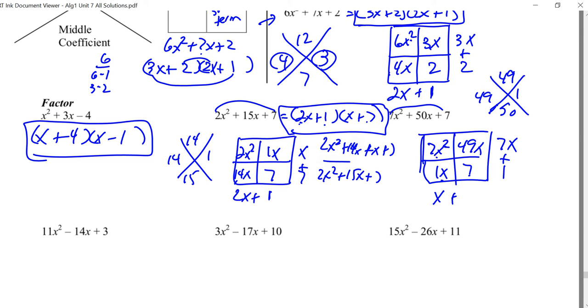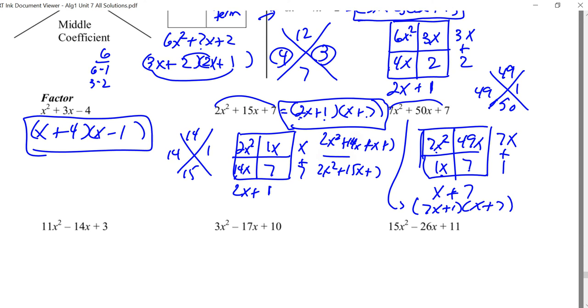What does 7x squared and x have in common? x. What does 49x and 7 have in common? 7. So those are my factors. So the factors of this guy right here are 7x plus 1 and x plus 7.